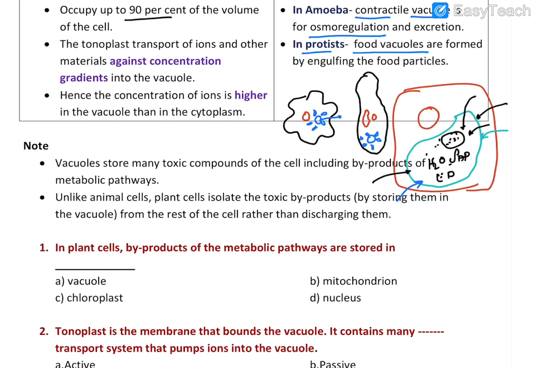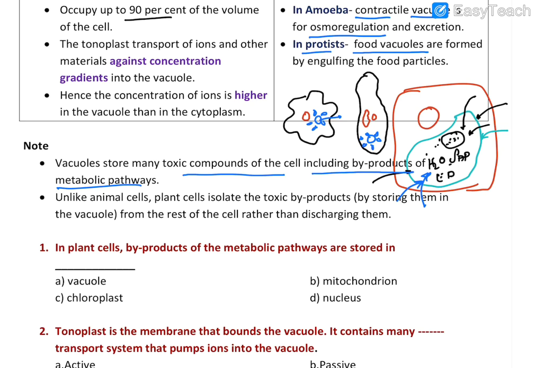So here I have given a few extra pieces of information. Vacuoles store many toxic compounds of the cell, including byproducts of metabolic pathways. In animals, you find an excretory system to eliminate waste products, but in plants you don't find such a system. So the plants cannot eliminate the waste. That's why such waste as well as minerals will be stored inside the vacuole.